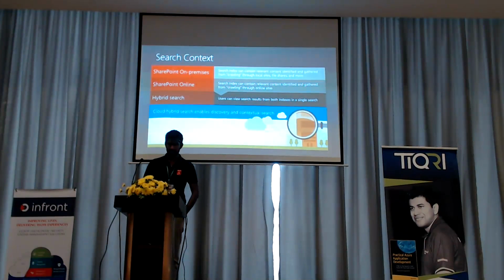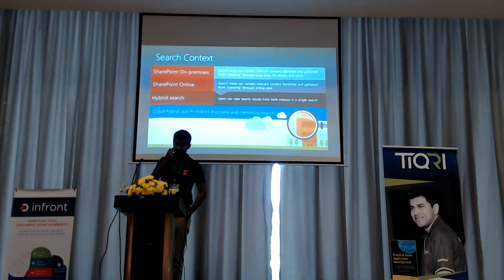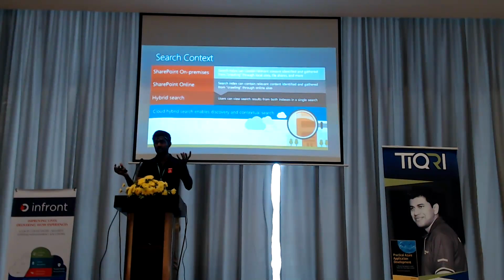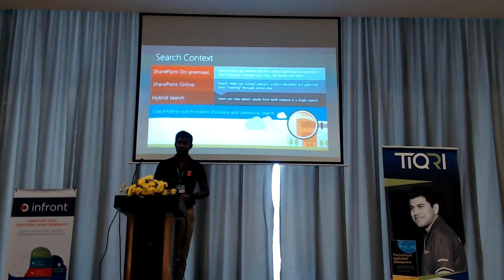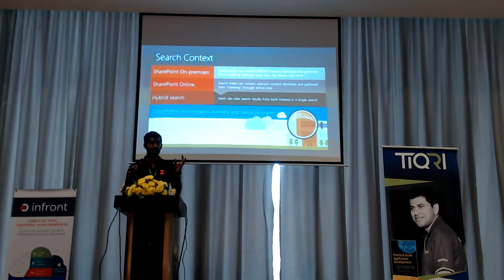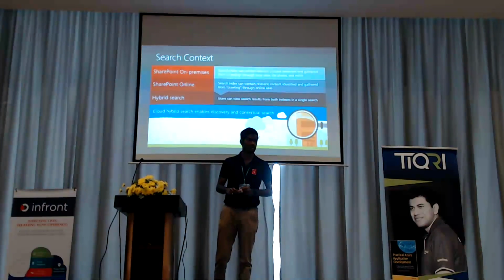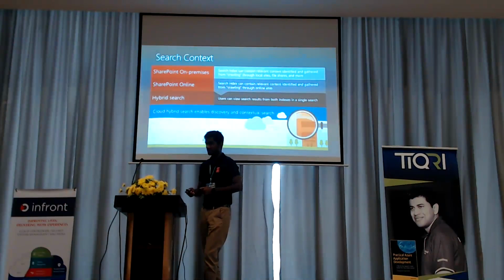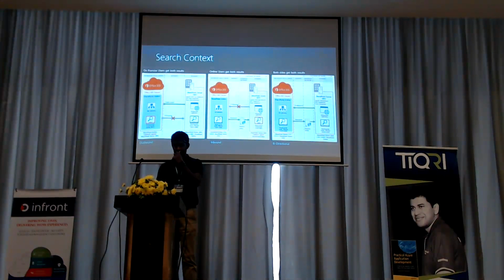For search context, there can be SharePoint on-premises search and also SharePoint Online search. If you have two sites, you have to link these two and bring one search context, one result, to the clients. So what you can do is enable SharePoint hybrid search, which will call both these sources and bring you one single result. That's possible. So these are the scenarios when it comes to search context.